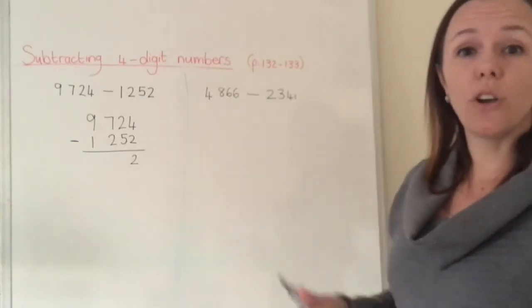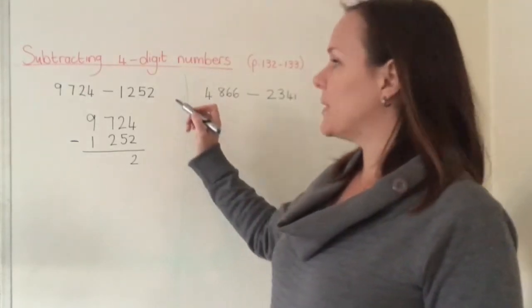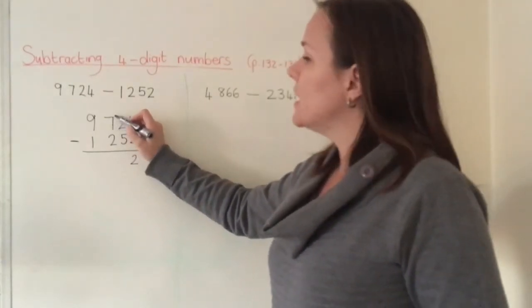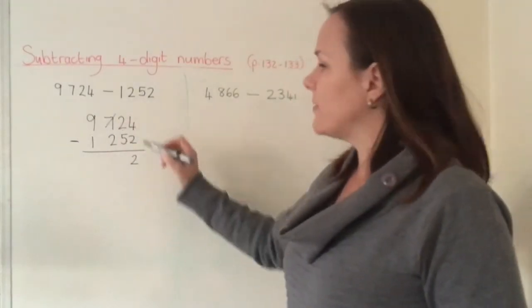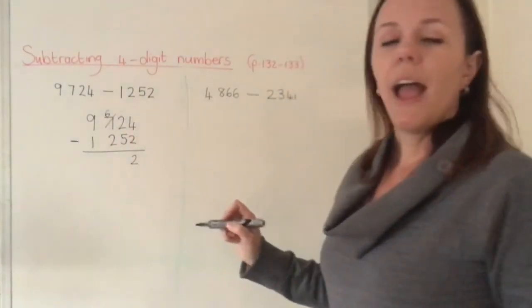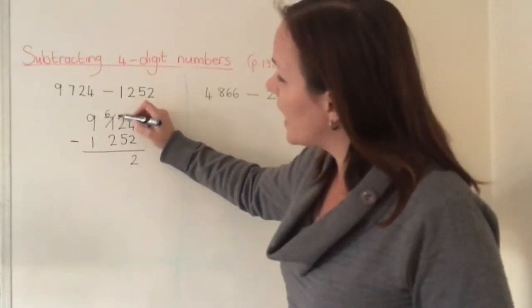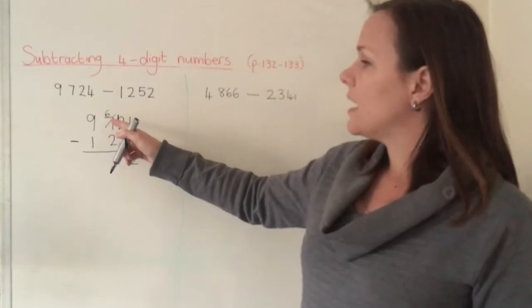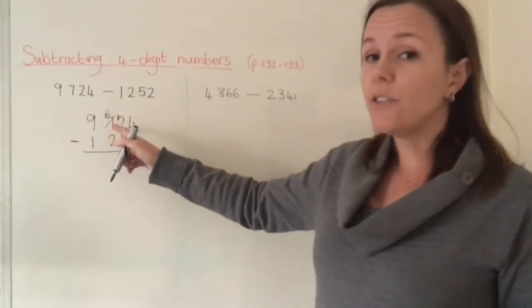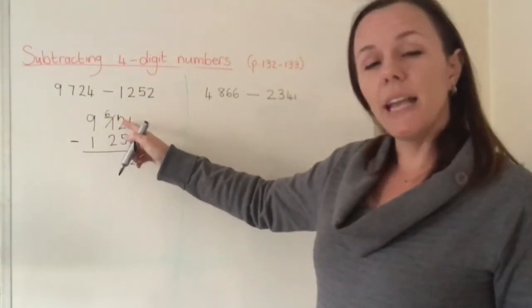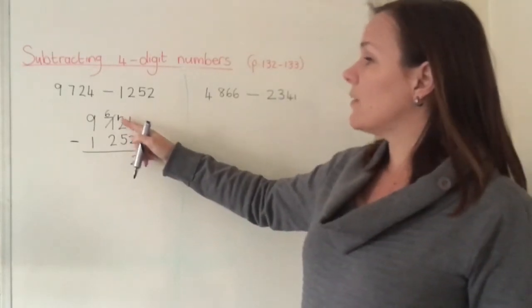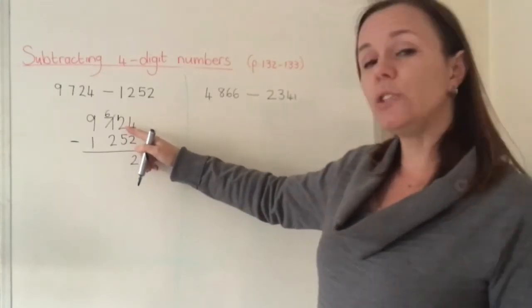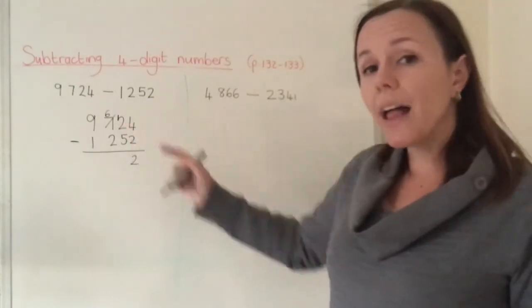So I have to go borrow from my neighbor. So I have to borrow from the hundreds. So I'm going to cross out that 7 and make it a 6. And then I'm going to add a 1 over there, which I borrowed from there. Okay, because 100 is the same as 10 tens. So now instead of having 2 tens, I have 12 tens.